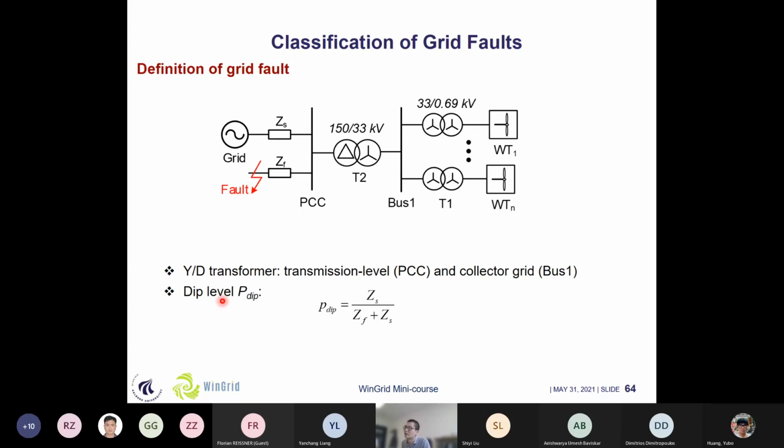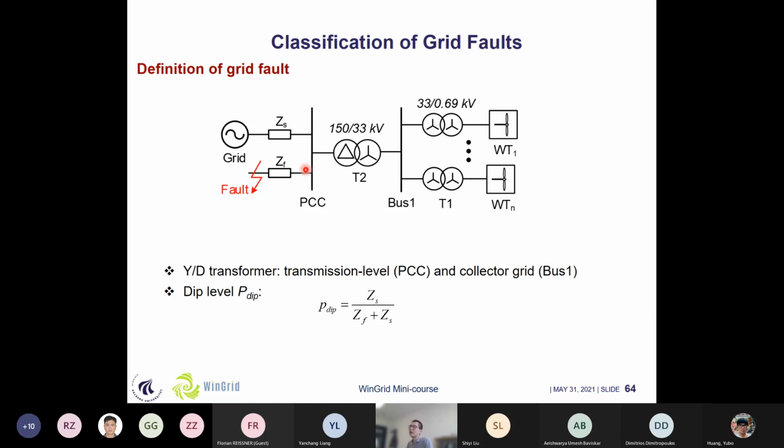So what does this dip level mean? The dip level is a value between 0 and 1. If the dip level is 1, then the voltage will become 0. On the opposite, if the dip level is 0, then we can assume that the grid voltage is normal. The dip level of the grid fault is mainly related to how far away the fault is from the PCC. So if the impedance of the fault is 0, the PCC voltage will become 0 in this case.